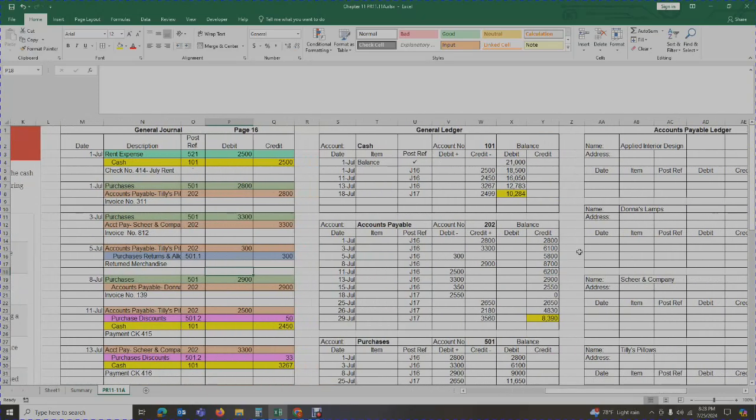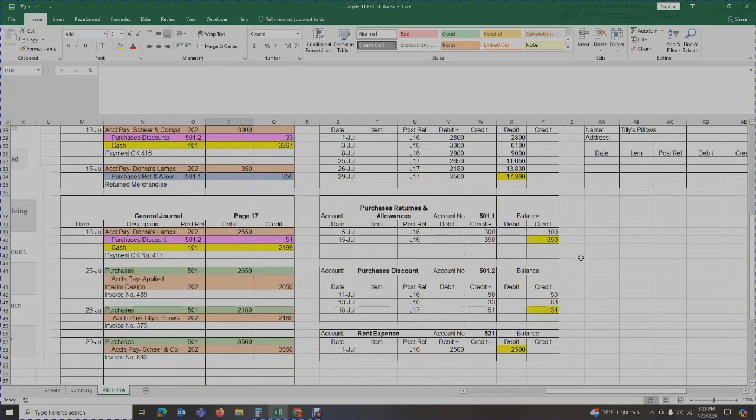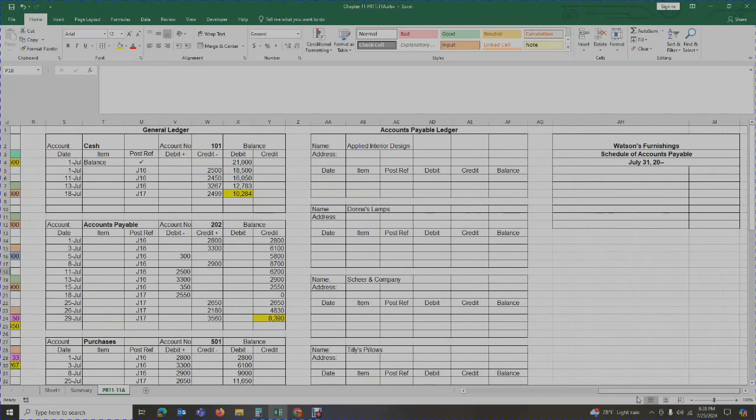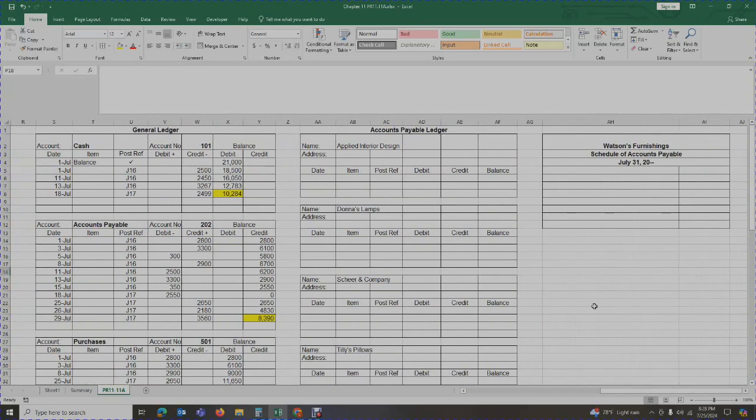We've calculated the ending balance of each of the accounts that we worked with. Now we have to prepare an accounts payable ledger. We're going to focus on accounts payable down here. On my 8390, this red number over here, that is what we're focusing on right now. I have a credit balance of $8,390.